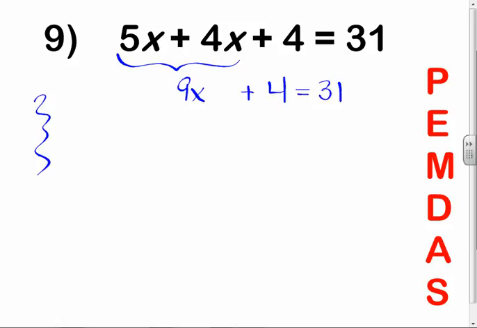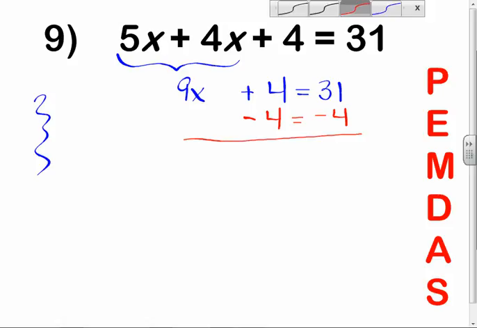Now, this is a two-step equation. What do we get rid of first? We get rid of the 9 or the 4? The 4. And it's the one with the adding sign. So how do we get rid of plus 4? Subtract 4. If I do that on the left side, I must do that on the right side.